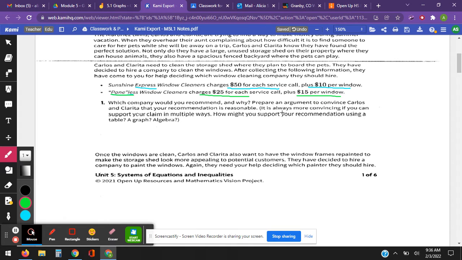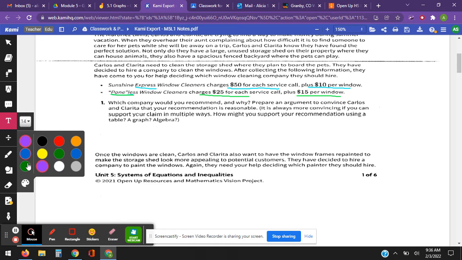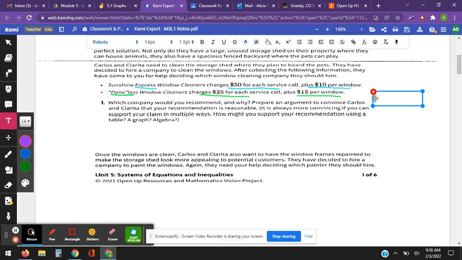And so we need to be able to convince them using tables, graphs, algebra, all those different pieces that we know. So let's go ahead and start with a table. It's hard to graph without a table. So I'm going to do this in a box over here. I'm going to start with windows, and then we'll do E for express and P for painless.